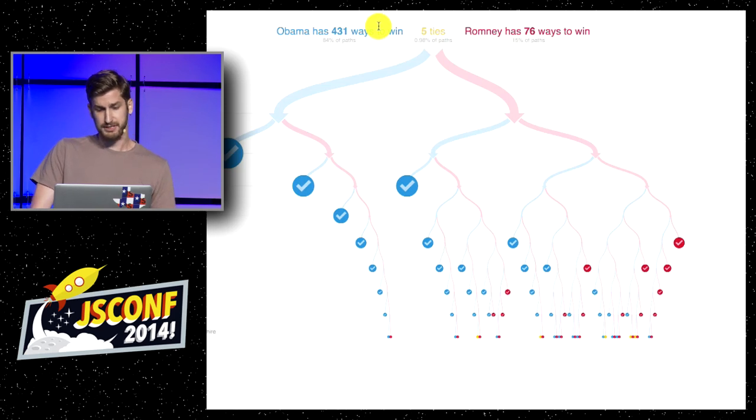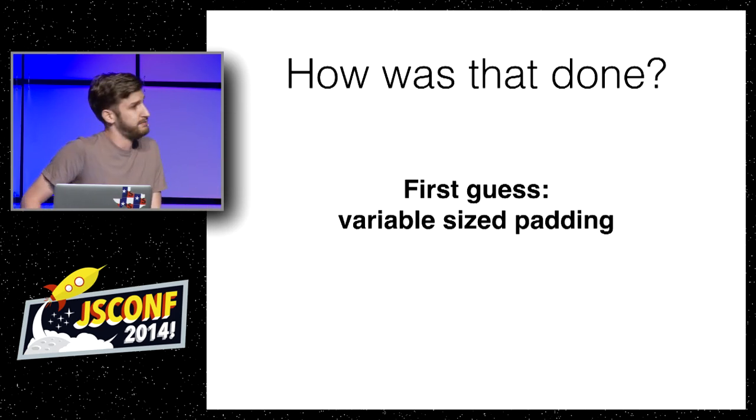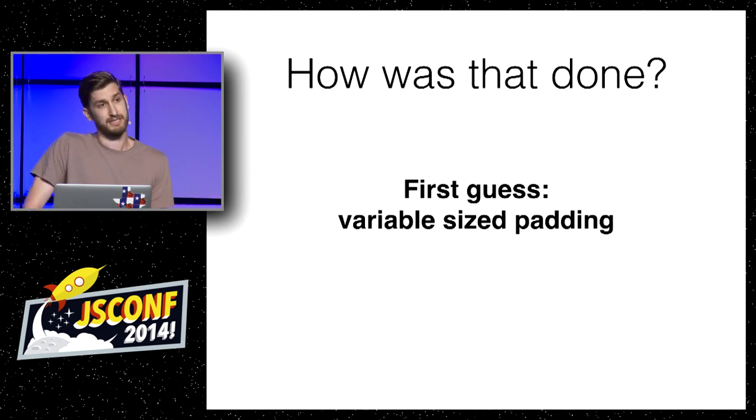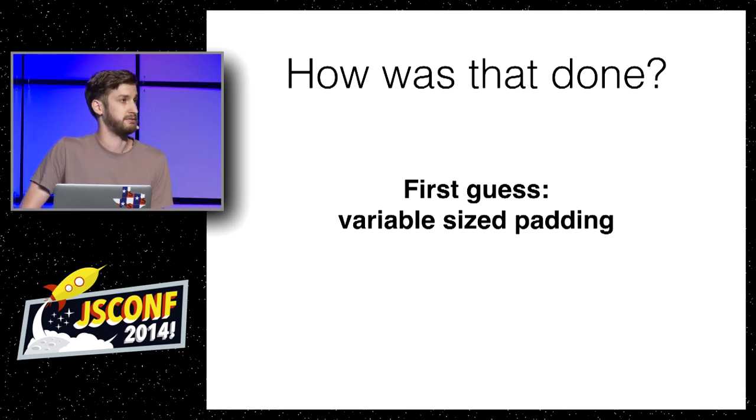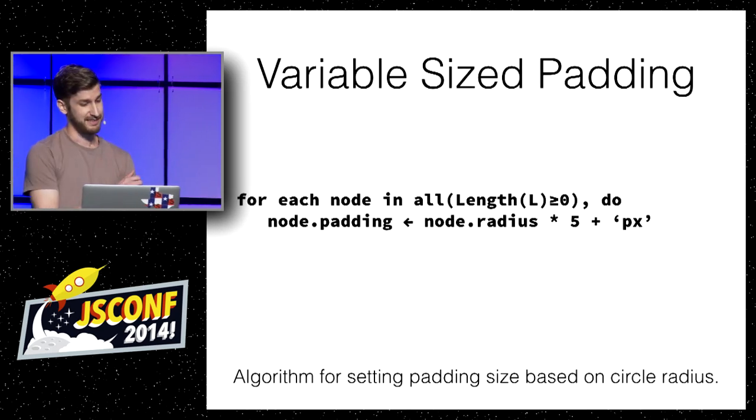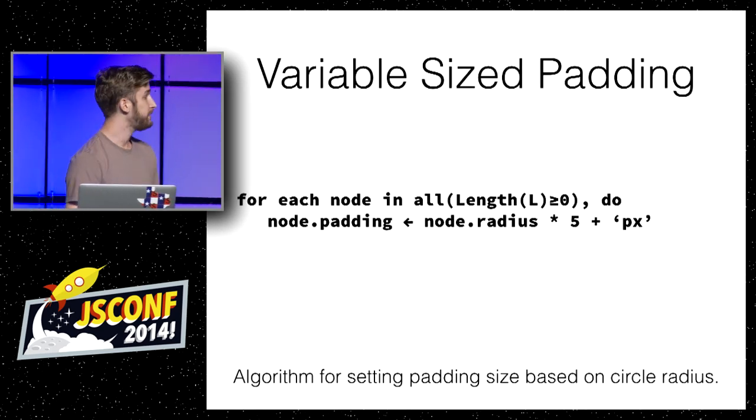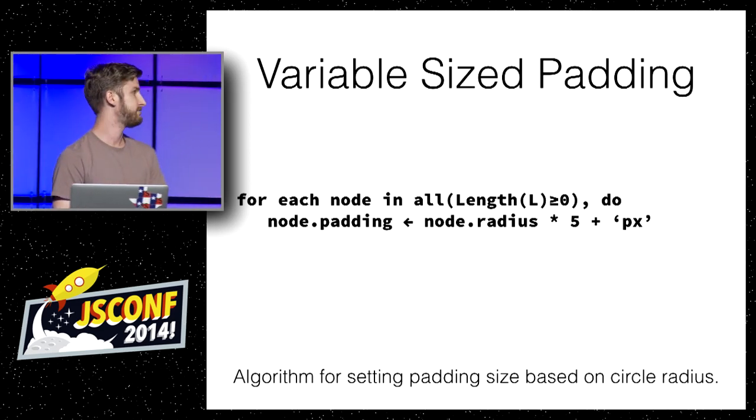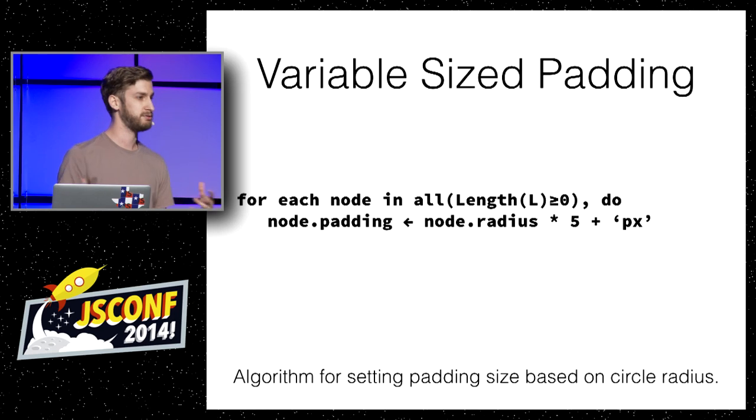So I thought the first algorithm that I would try would be variable size padding. If we want to increase the hit state, we can give something some inner padding, and that's something that we've all probably done before to account for mobile. The algorithm might look something like this. We go through each of the nodes in the list, and we set the node padding to the node radius times 5. Now, that node radius times 5, that's meant to be sort of arbitrary.